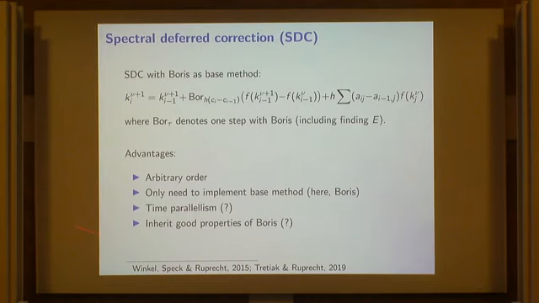Now, these are things that... so time parallelism is something that spectral deferred corrections is actually used for quite a bit. So time parallelism means you do first one big time step or one inaccurate time step to get to a certain point, and then in parallel you can do many accurate time steps.